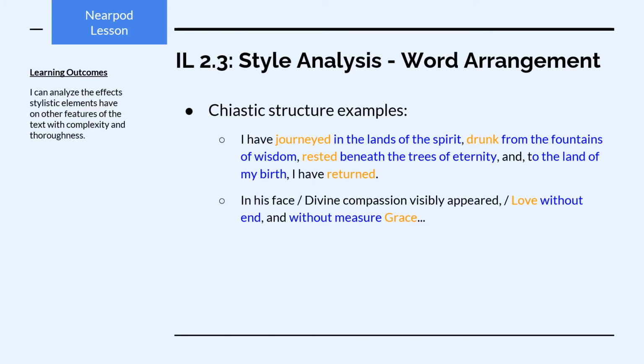Here then are some examples of chiastic structure. I have journeyed in the lands of the Spirit, drunk from the fountains of wisdom, rested beneath the trees of eternity, and to the land of my birth I have returned. That's chiastic because the last unit in that series changes the order of the syntactic parts. The first three begin with a participle and continue with a prepositional phrase, whereas the last one begins with the prepositional phrase and finishes with the participle.